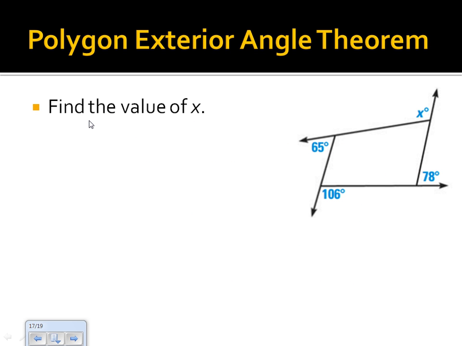So, find the value of x. Notice the difference. Before we had a problem like this, but they were on the inside. Now they're, what is our word for outside? Exterior. So all we need to do is, how much do they have to equal? 360. Always for the exterior, it's 360. And then all we need to do is add them all up, and then subtract. 65 degrees plus 106 degrees plus 78 degrees plus x degrees.